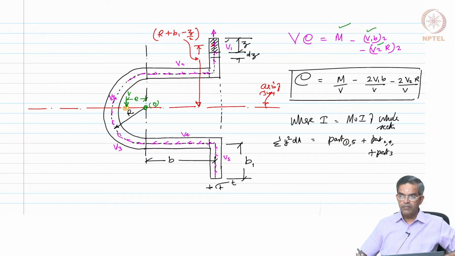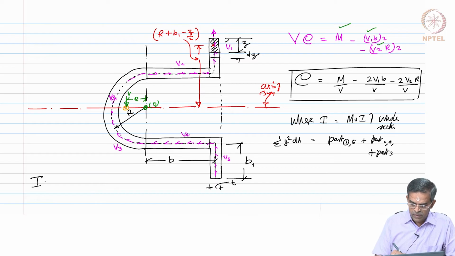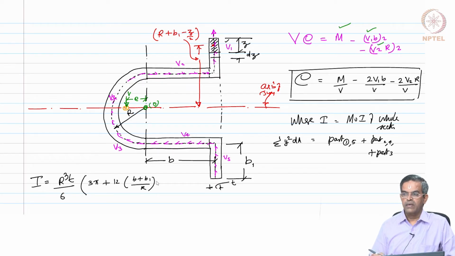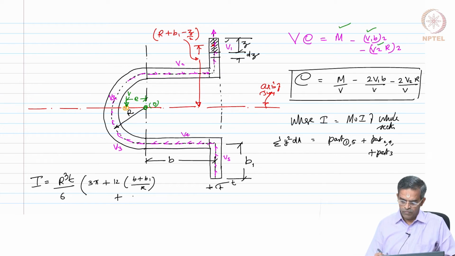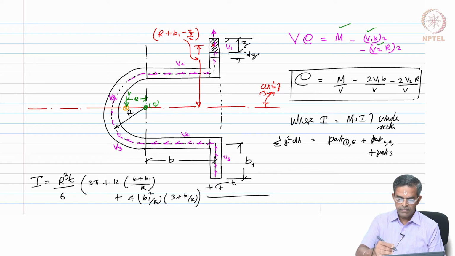I will give you the equation, you please check. The moment of inertia of this whole section is given by R t cube by 6, 3 pi plus 12 times of B plus B1 by R plus 4 times of B1 square by R into 3 plus B1 by R, is the moment of inertia of the whole section. You can check this, okay.